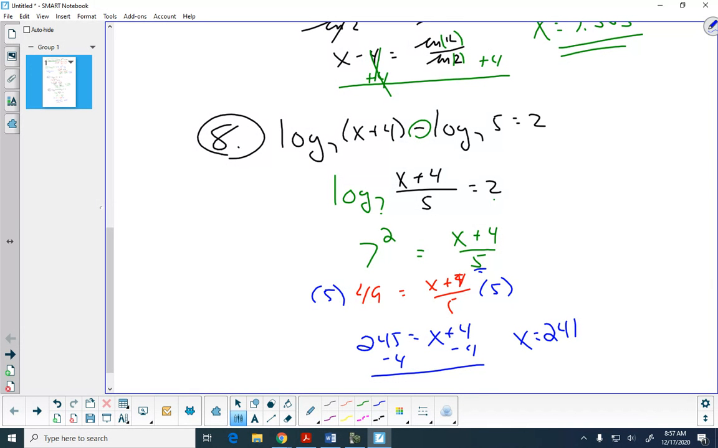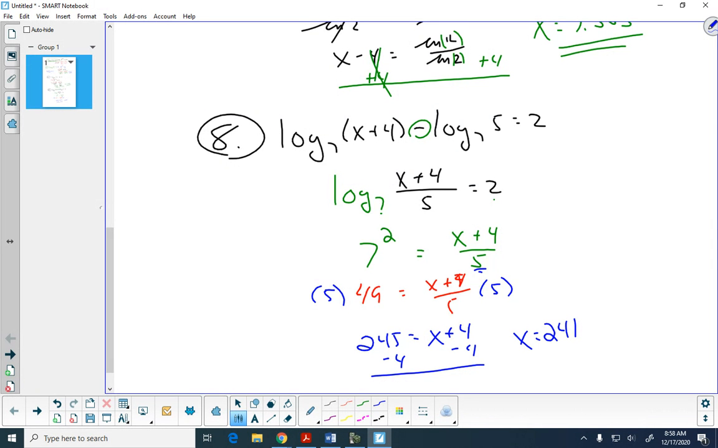Is there any other problems from the front of that worksheet that you want me to go through? Just from the front. I'm not going to go to the back yet, just the front. All right, let's go to the back then.